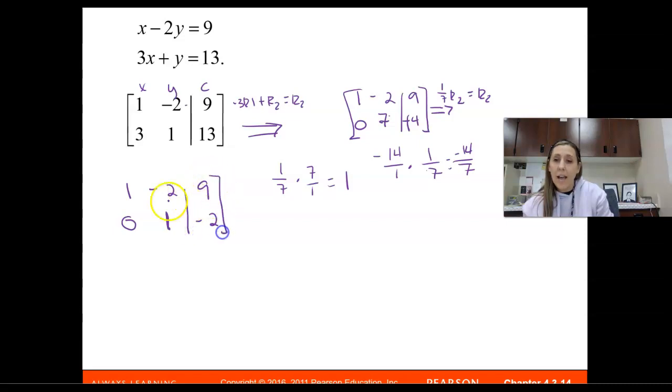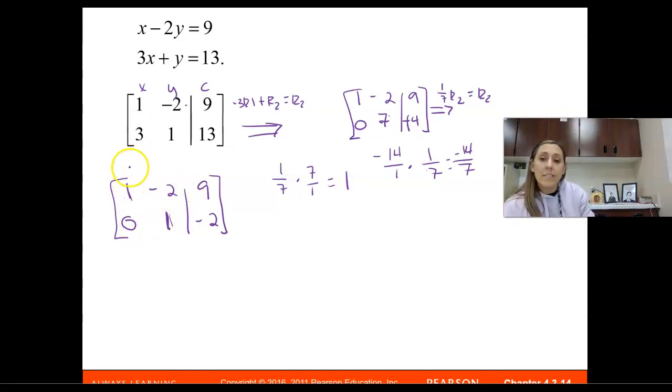Okay, so now I have this figured out. My diagonals are all 1s, and the number underneath the 1 is a 0. So I've got this pretty much answered. We said that these represent the x values and the y's. Well, this says right here that 1y equals -2. If 1y equals -2, I know what y is. Then I can come back to this one, since this one tells me what that is, and I can use that in there.